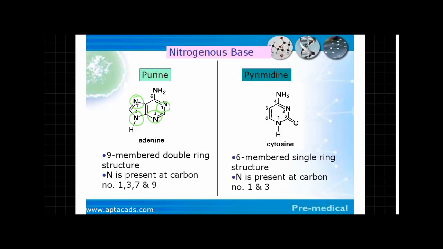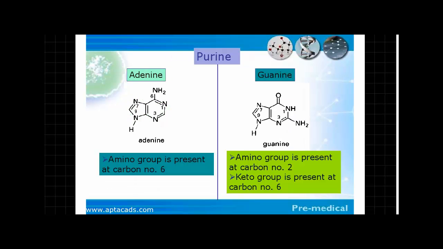Similarly, in case of pyrimidine, again it is a 6-membered single ring structure, and here nitrogen is present at carbon number 1 and carbon number 3. Let's talk about the different types of purine. Now there are two different types of purine that exist. One is adenine and second is guanine.